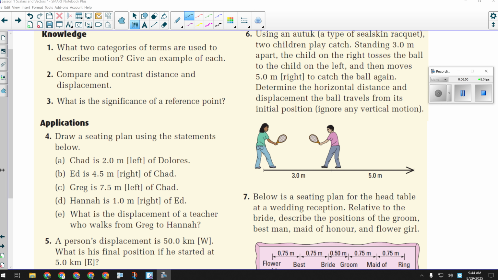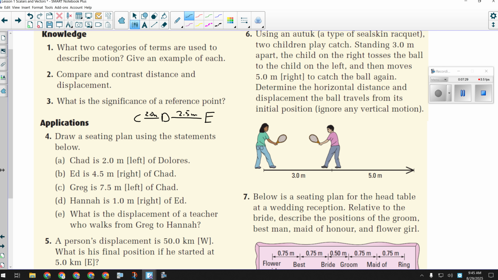Everything starts with Dolores. I can't put Chad on the paper until I have Dolores there as what we call a reference point. It says Chad is 2 meters to the left of Dolores. So Dolores acts as the reference point for the whole question. So I put Dolores here, and then I go 2 meters to the left, and I put Chad there. Okay, and then Ed is 4.5 meters right of Chad, which means he's 2.5 meters to the right of Dolores.